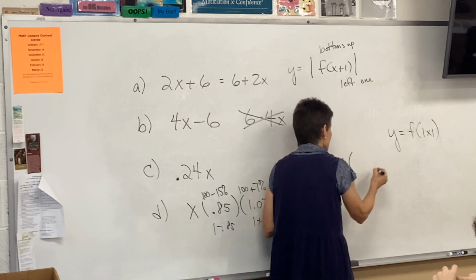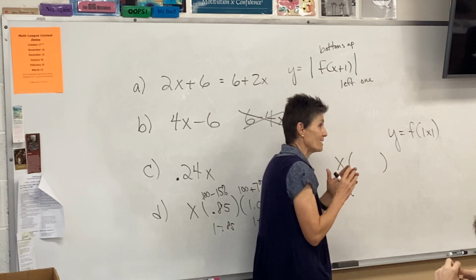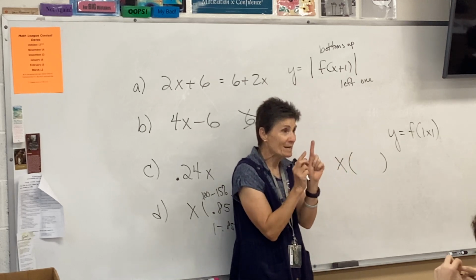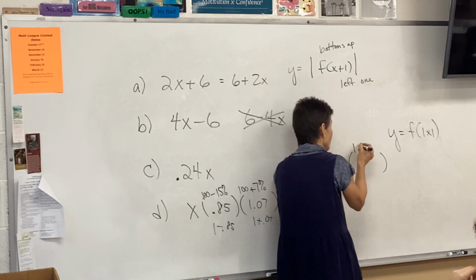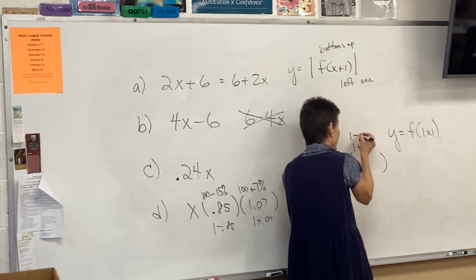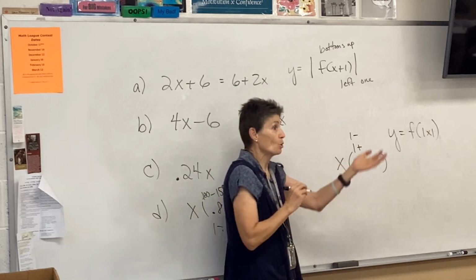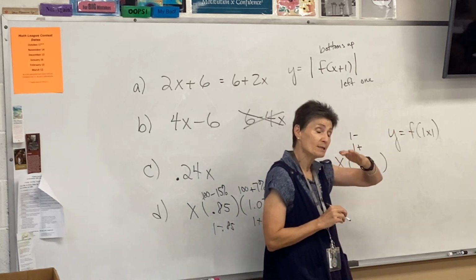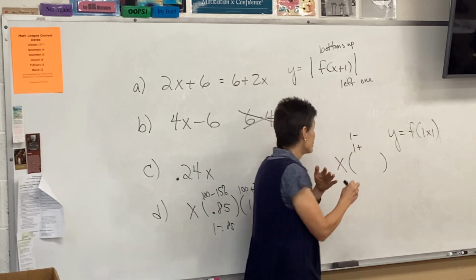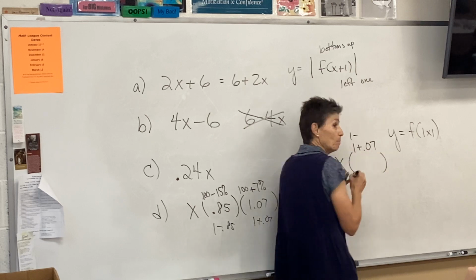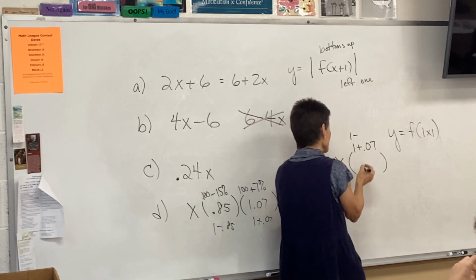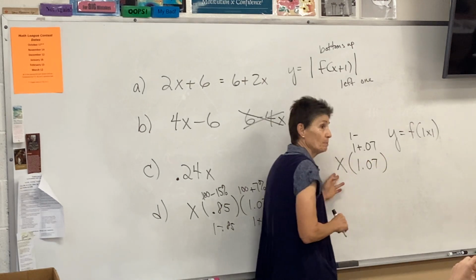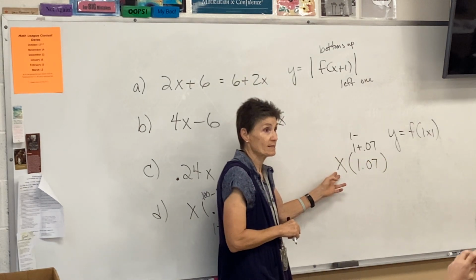What will I multiply by to adjust my salary? Now remember, we never multiply by the percent. It's always 1 plus the percent or 1 minus the percent. So what's a raise? Is a raise an add-on or a takeaway? Add-on. So it's going to be 1 plus 0.07. So I would take whatever my salary is right now and multiply it by 1.07.